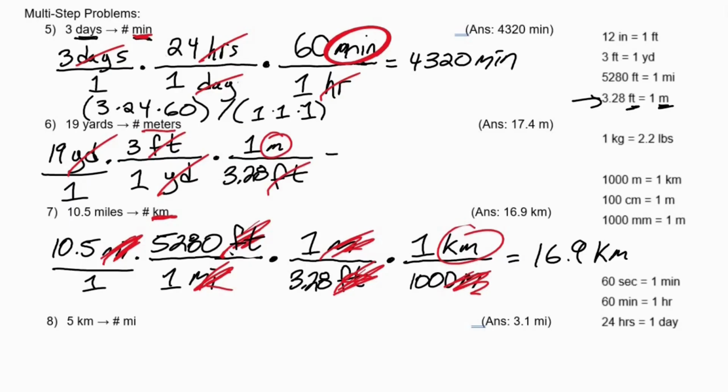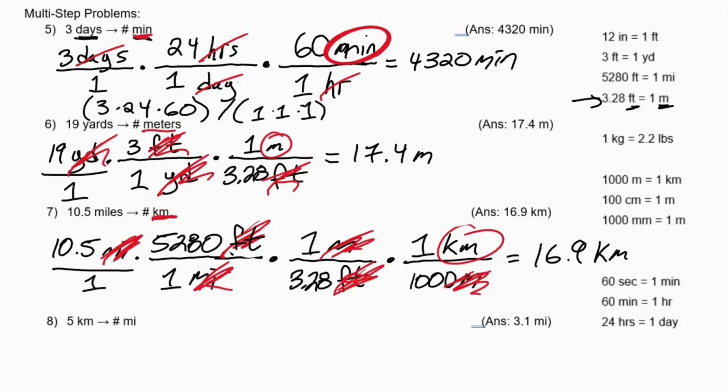So we just plug this into the calculator. We do our 19 times 3 and then divide that by our 3.28 and we get our answer of 17.4. The only units remaining here are our meters, so that's the answer. Once again, this is saying that 19 yards is equal to 17.4 meters. I want to stress again that we are not changing the value of the 19 yards. We're simply converting the units.